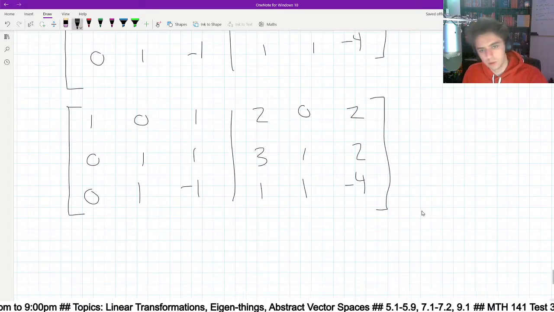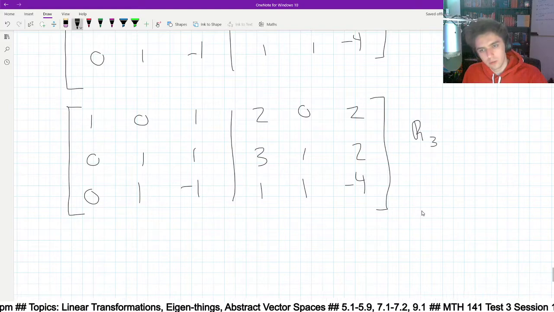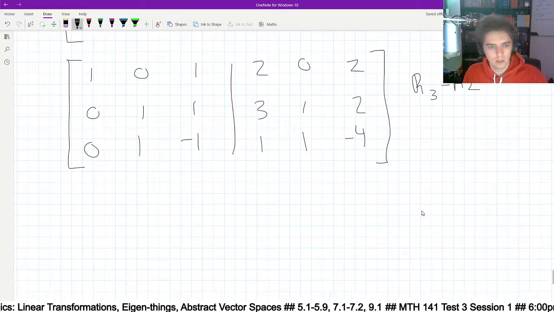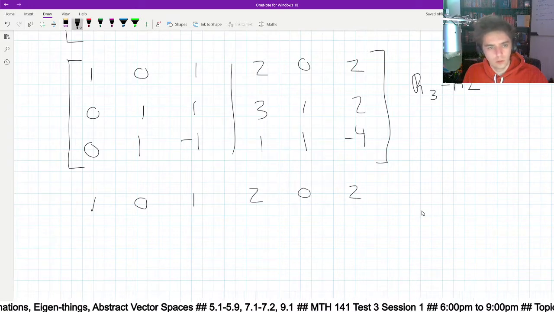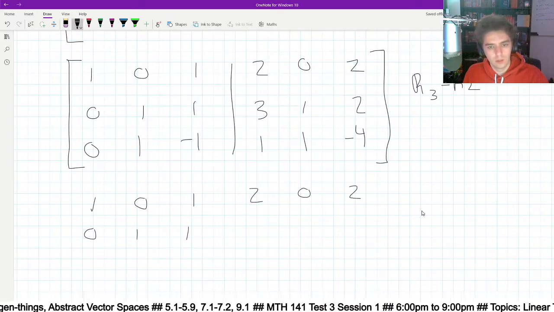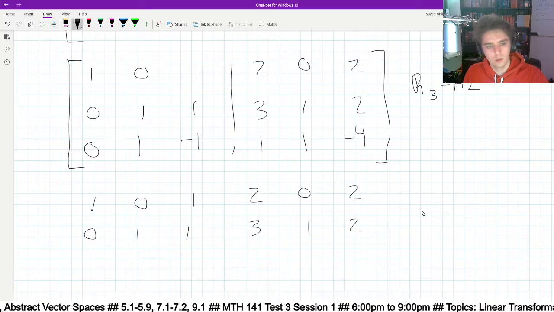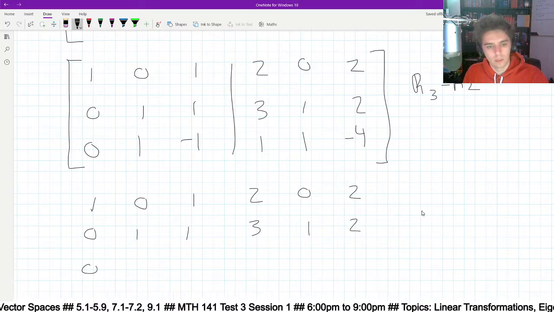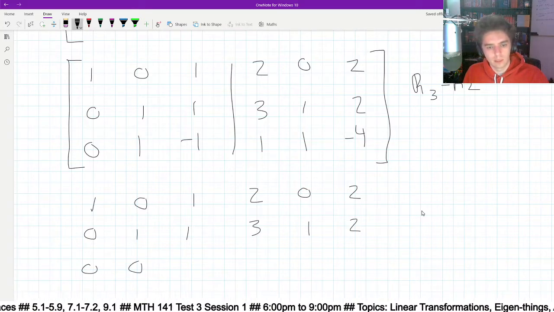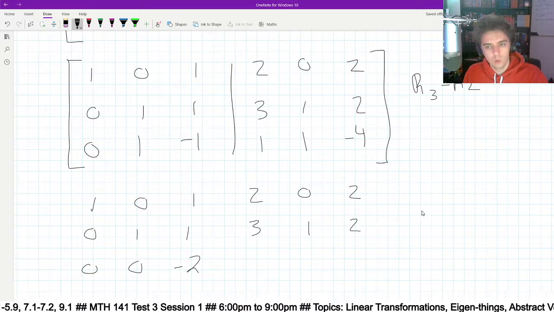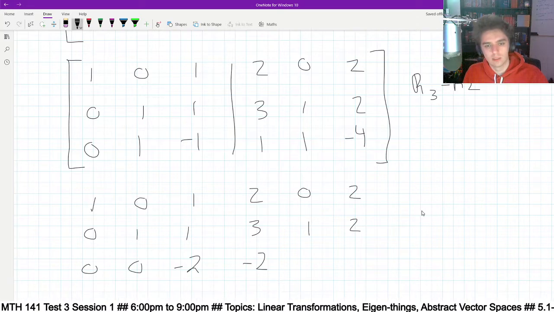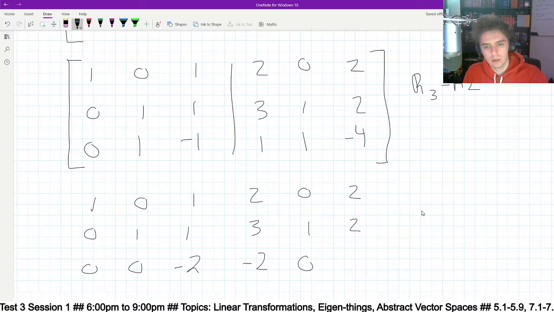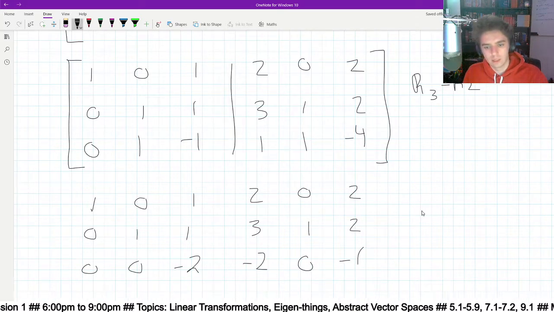And then I will do row 3 minus row 2. So 1, 0, 1, 2, 0, 2, 0, 1, 1, 3, 1, 2, 0. 1 minus 1 is 0. -1 minus 1 is -2. 1 minus 3 is -2. 1 minus 3 is -2. 1 minus 1 is 0. And -4 minus 2 is -6.